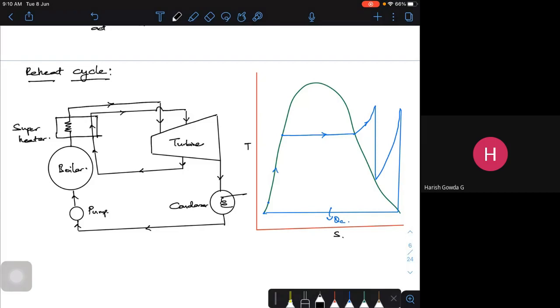So what is it actually? Because of this, a good amount of heat addition takes place. What is the extra heat addition taking place? If you closely observe, this is the extra heat I am trying to add. Then what is the advantage of adding this heat?